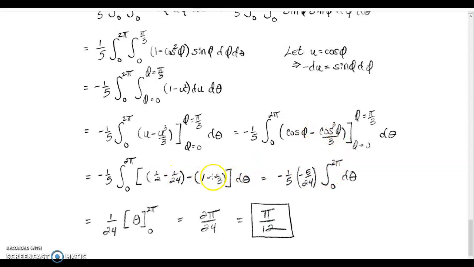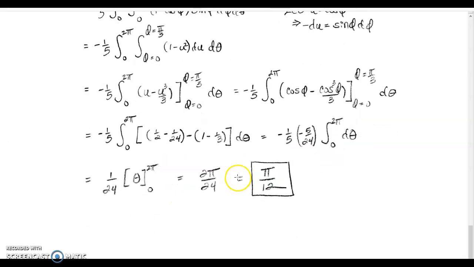Minus cosine of 0 is 1, so minus 1/3. Simplify this, becomes negative 5/24. Factor the negative 5/24 out, I get 1/24. And then I integrate d theta from 0 to 2 pi. I get theta, I get 2 pi, so 2 pi over 24, or pi over 12. And that's the end of section 15.7.